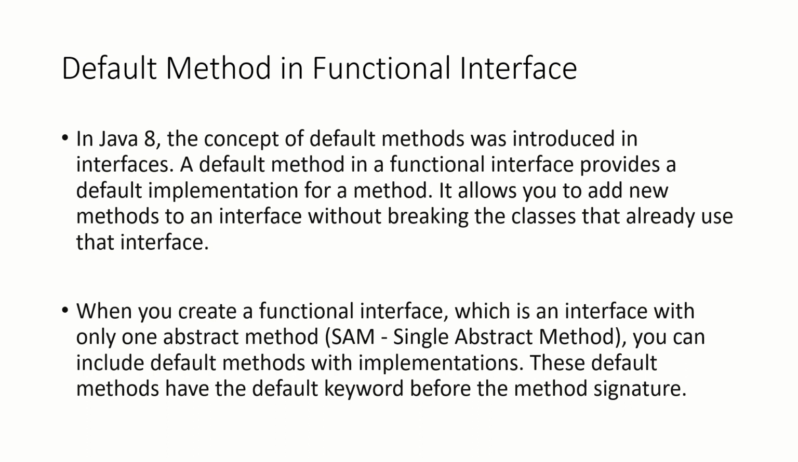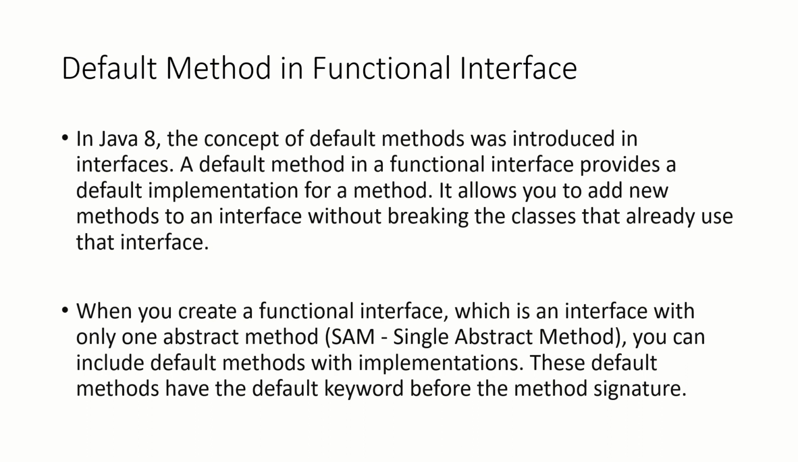So the main purpose of default and static methods introduced in functional interfaces in Java 8 is to allow changes without breaking the existing classes. So let's say you have two functional interfaces, and more than three or four classes are implementing them. When you introduce a new method inside those functional interfaces, it will affect all the classes that are implementing them. So that is why the default method comes into the picture. It allows you to add a new method to an interface without breaking the classes that already use that interface.